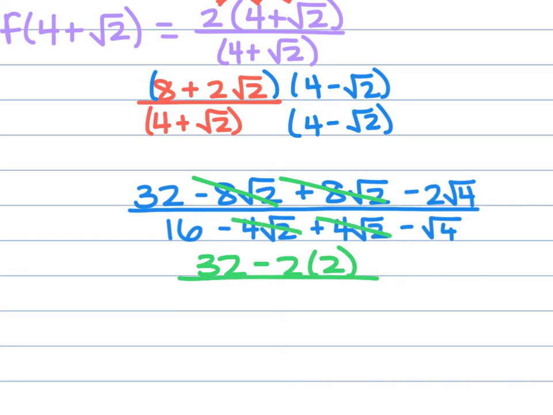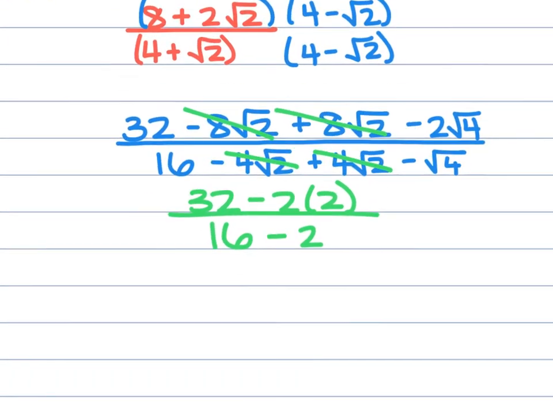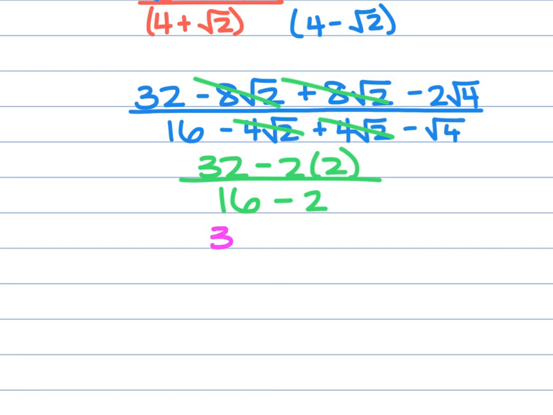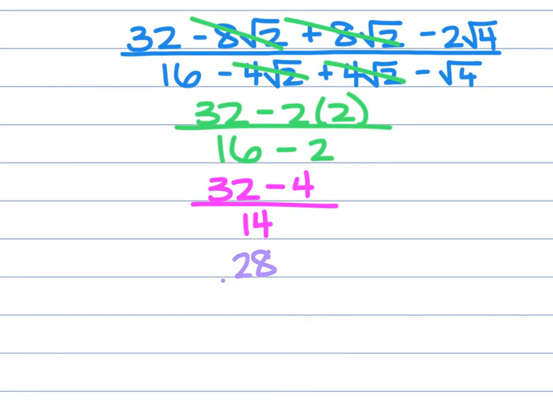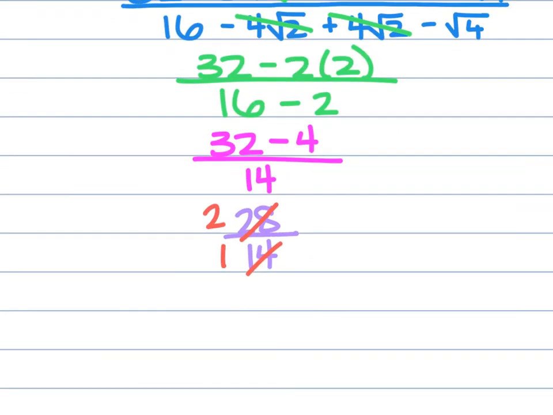The bottom, the 4 square root 2's cancel out, so we're going to have 16 minus the square root of 4, which is 2. The negative 2 times 2 is negative 4, so this is 32 minus 4, and then 16 minus 2 is 14. The 32 minus 4 is 28, and that's going to stay over the 14. They're both divisible by 2, so we're going to simplify this, and it's also divisible by 7. So this is going to be a 2, and this is going to be a 1, so it's just 2.